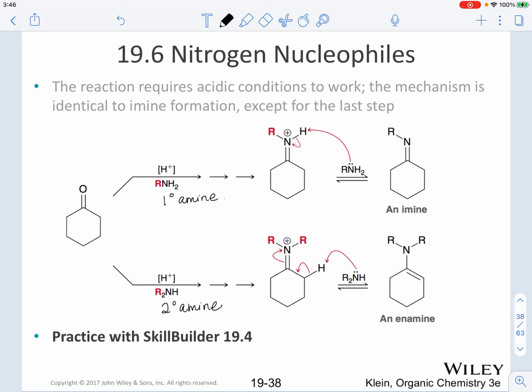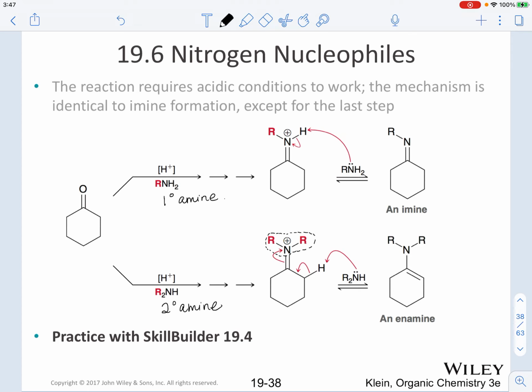Now, understand that the reaction is going to require acidic conditions, and the mechanism is very similar to the imine formation, except that in the last step of the mechanism, instead of deprotonating at the nitrogen atom, because there's no proton specifically present on the nitrogen, because as you can see in that last step, we're going to have two R groups on the nitrogen.